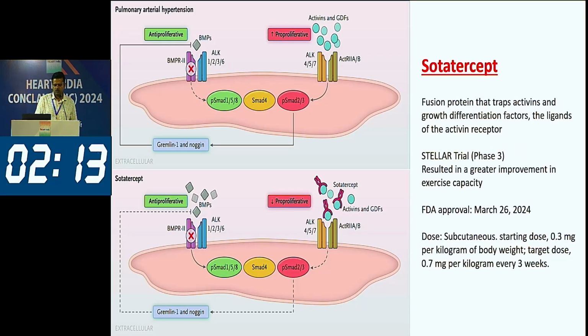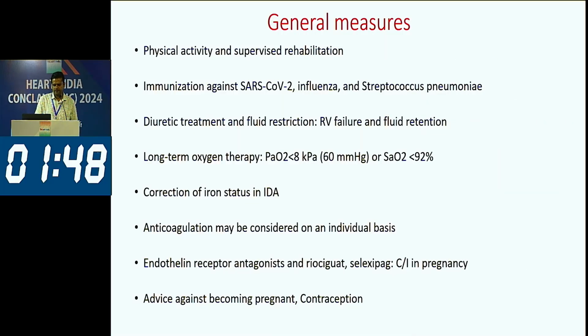This is the mechanism of action of sotatercept. This is very different from all other available drugs. This is the only drug which is able to modify the disease progression in the PH patient. It traps the ligands which attach to the activin pathway, and from that it decreases the proliferation of the smooth muscle cells, and in that manner it decreases the progression of disease.